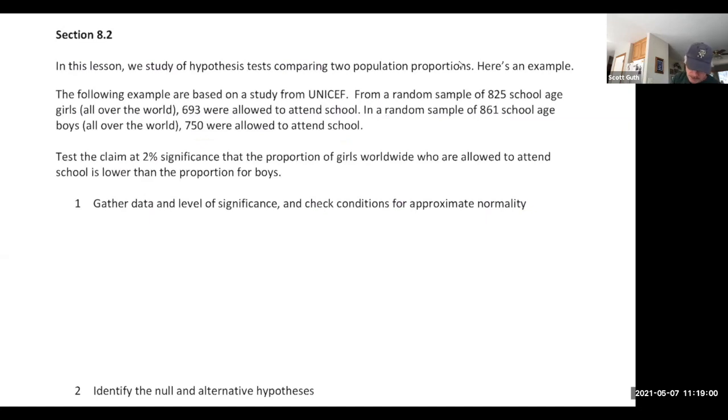So we're going to test the claim at 2% significance. Don't ask me why I picked 2%. That the proportion of girls worldwide who are allowed to attend school is lower than the proportion for boys. Okay, any questions?